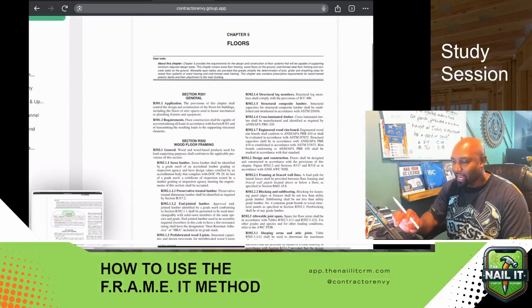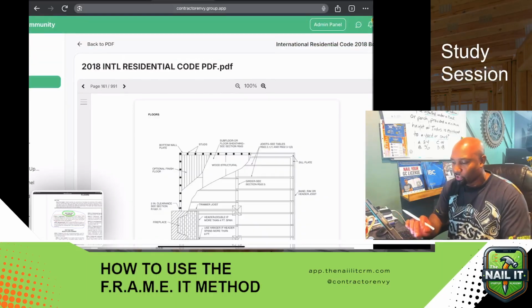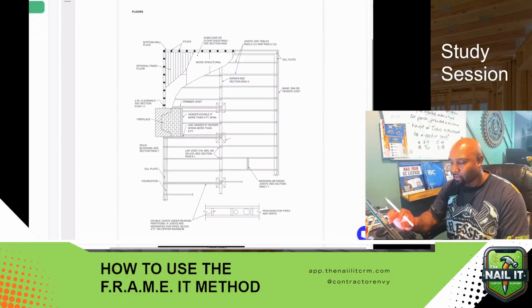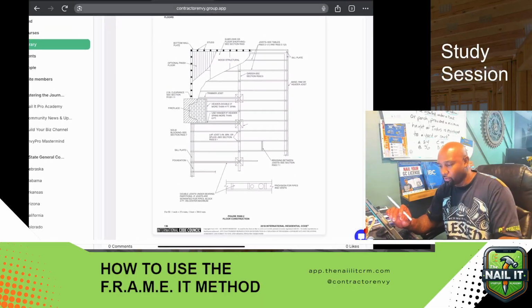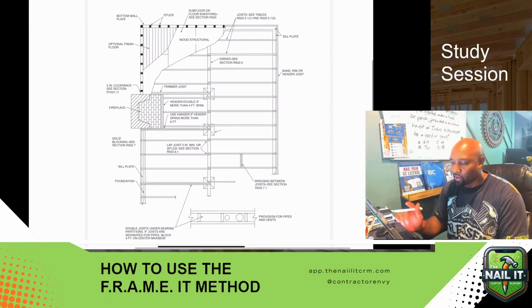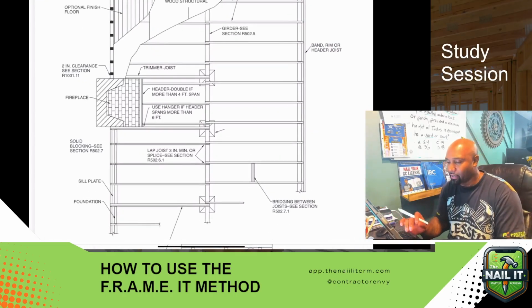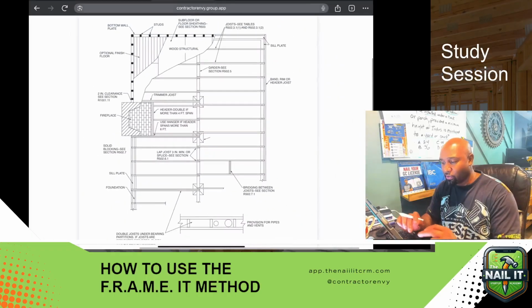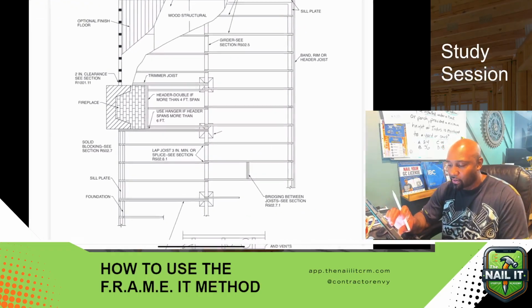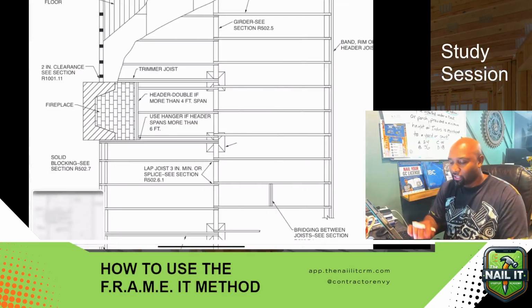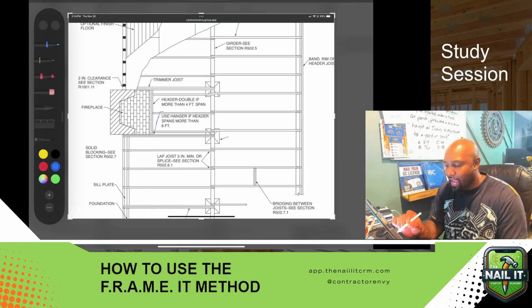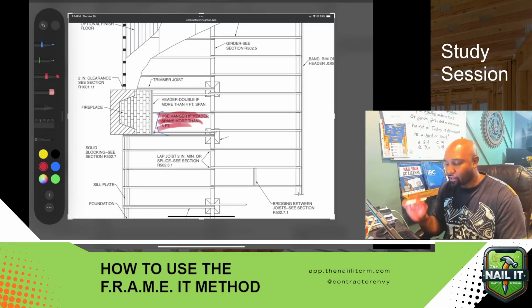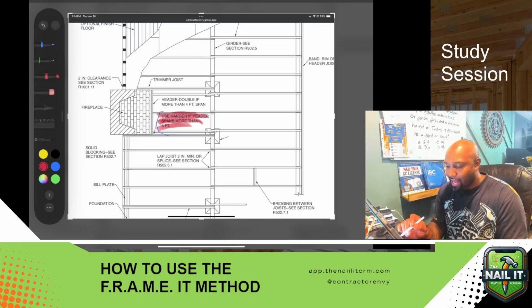And from there, when we say section titles, we're also looking at tables and figures. So what I mean by that is, here's a figure that you'll be looking at, figure 502.2. This is breaking down your floor systems here, overlapping, all of those things. And we'll go deeper into this in another video. But what I want to show you is sometimes your answers are going to be here, right? So for instance, look what it's saying right here. It's saying use hangers, all right? Use hangers if header spans more than 6 feet. Lap joist 3-inch minimum, splice section right here.